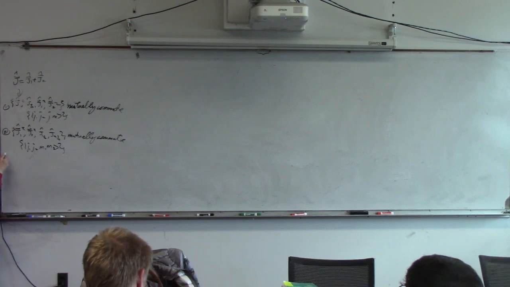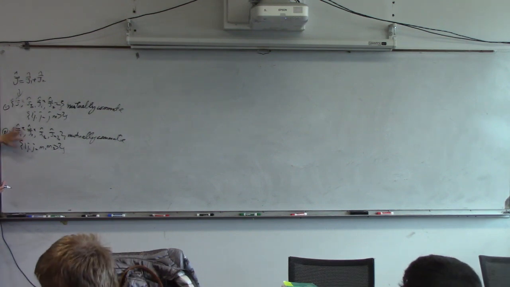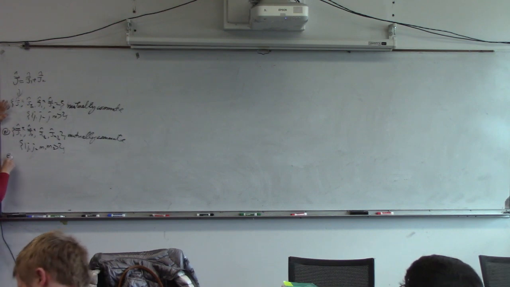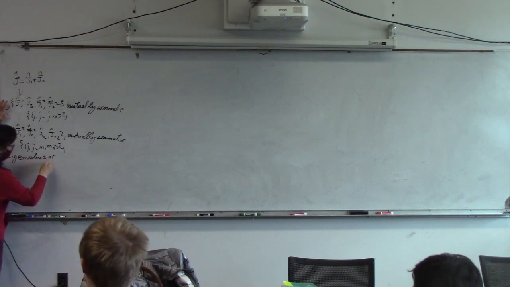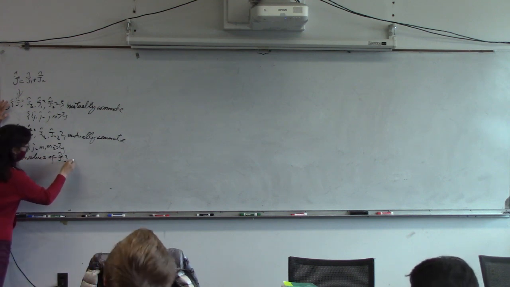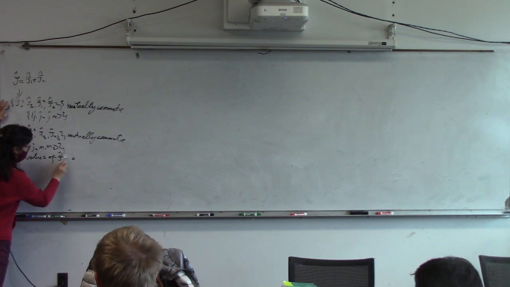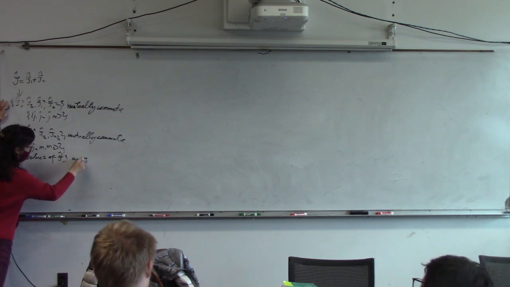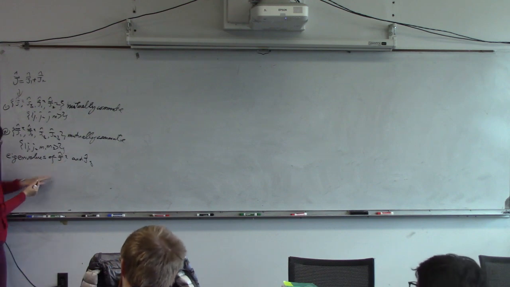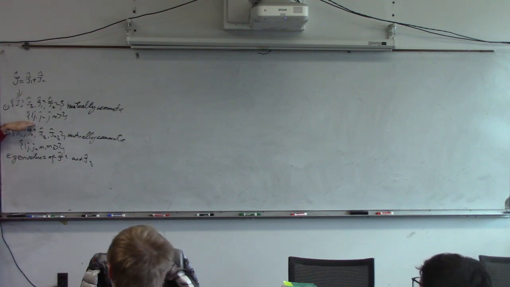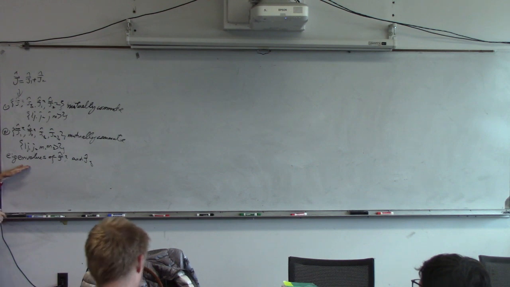So now we already answered the first question and the third. Now we try to finish number 4 and number 5. The eigenvalues of J squared and Jz, this is question 4. And then the eigenstates of this, we're going to find this. So now let's continue this one.